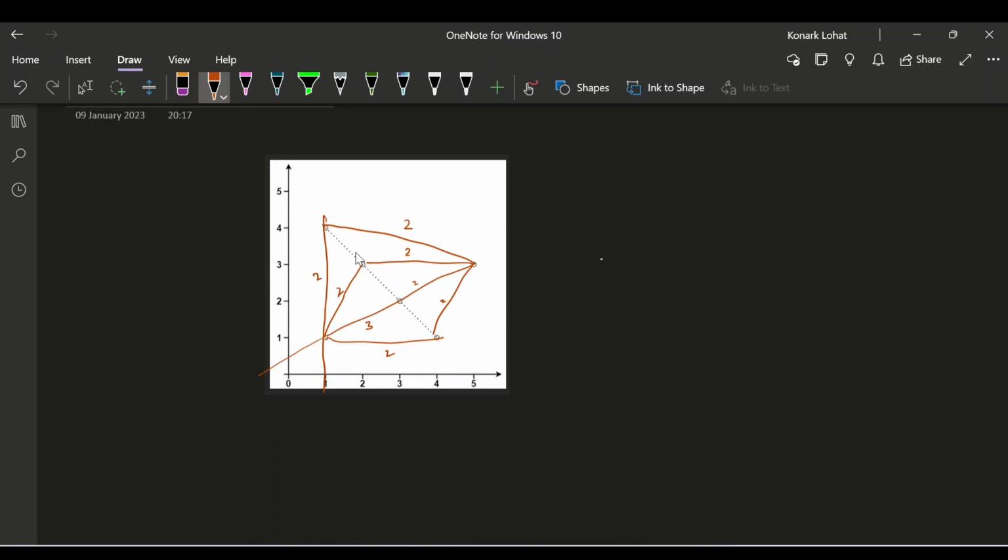But the dotted one, this line has 4 points on it, and you need to return the maximum points that can be attained on a straight line. And our answer will be 4. This is the answer. How can we do this?